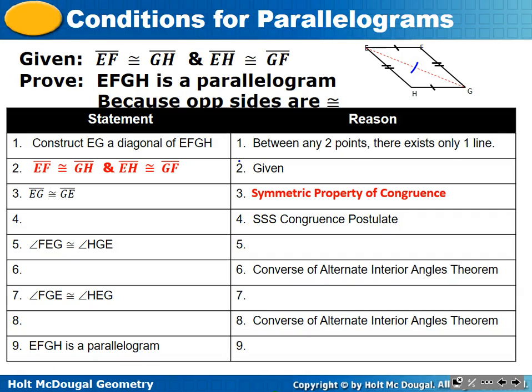The triangle on the bottom left and the triangle on the top right. So we're going to say triangle EGF is congruent with triangle GEH. Then we're talking about some parts of those triangles, right? So that's CPCTC. So we're going to say that angle FEG is congruent to HGE. FEG is this angle right here, and HGE is this angle down here.